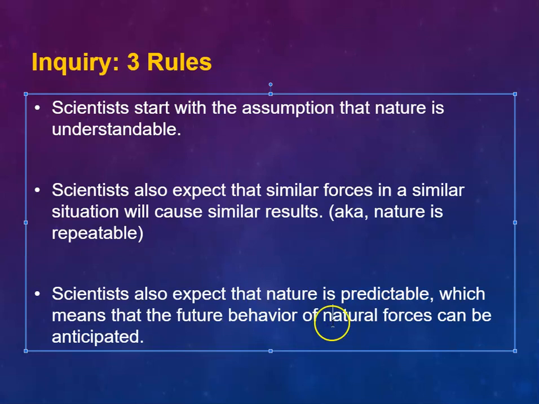Or let's say, for example, we see a whole bunch of evidence that Yellowstone has erupted in the past, and it's erupted multiple times. Nature is predictable. That might give us an indication that it is going to erupt again in the future.